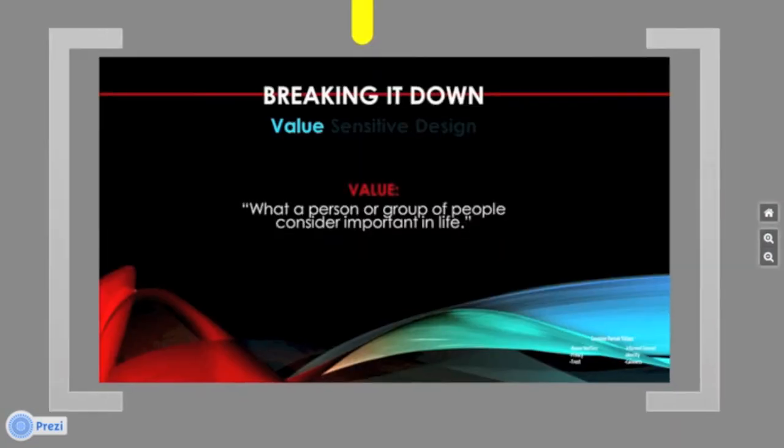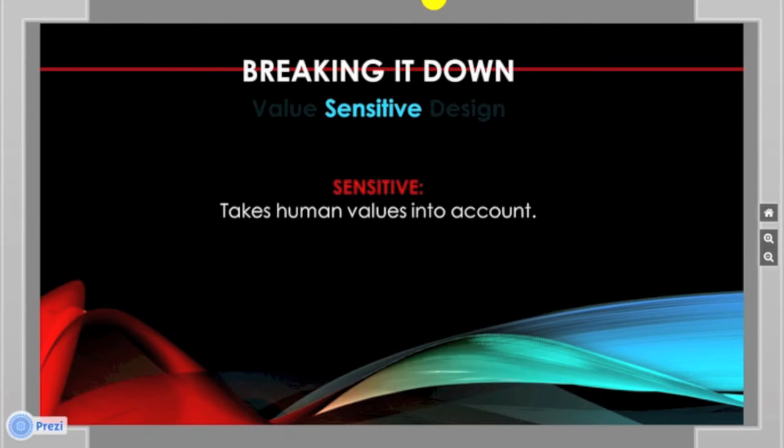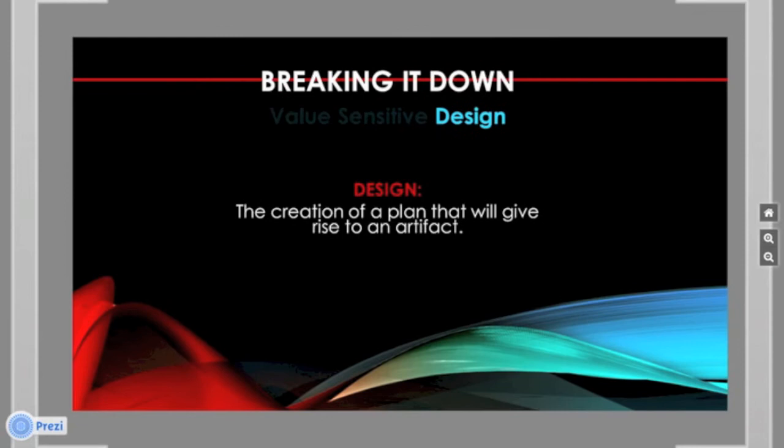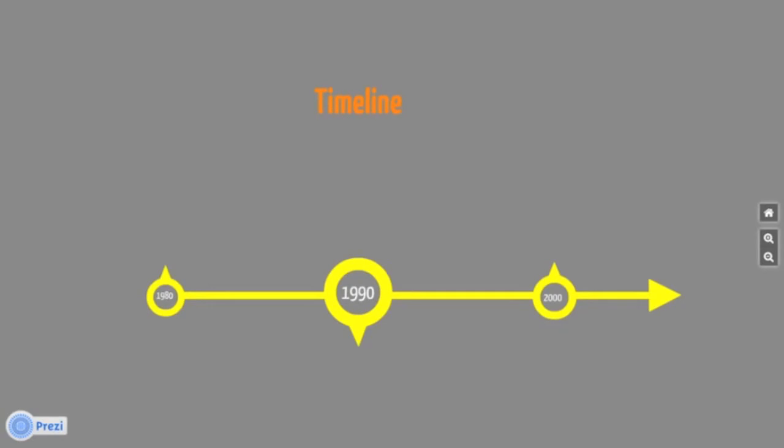Breaking down the other aspects of value-sensitive design. Sensitive is defined as taking human values into account. Design is defined as the creation of a plan that will give rise to an artifact. So how did value-sensitive design come around? Here's a little bit of history of value-sensitive design.